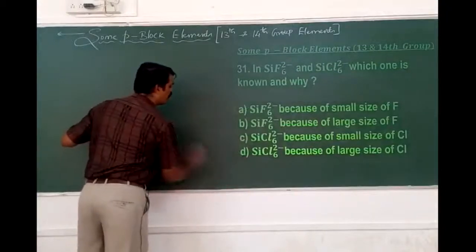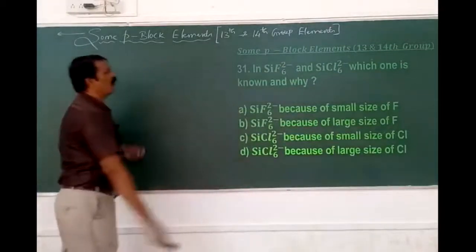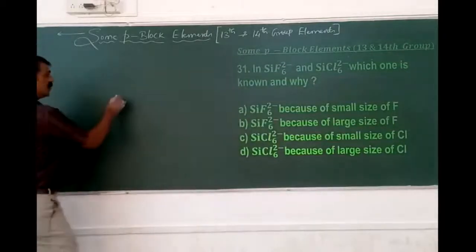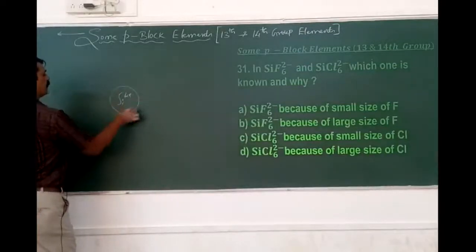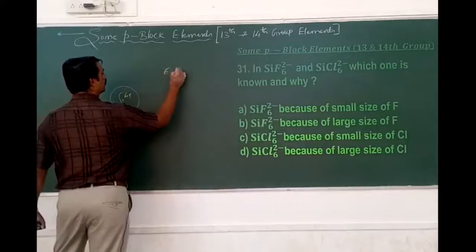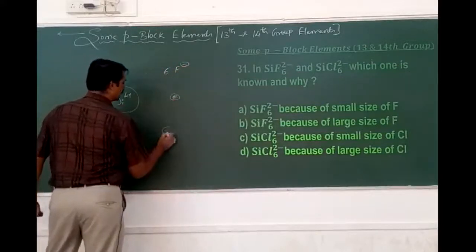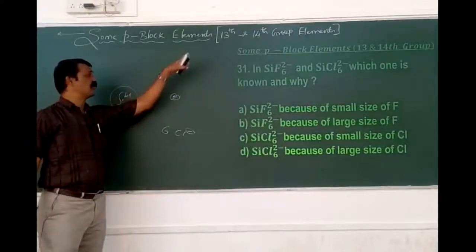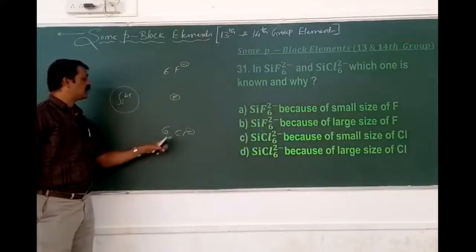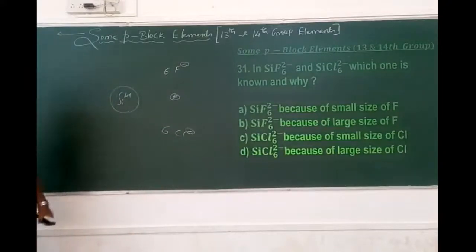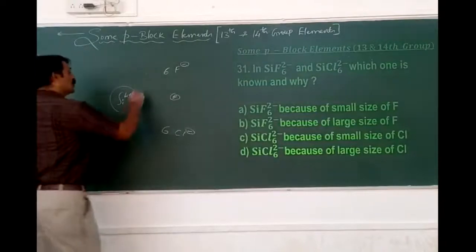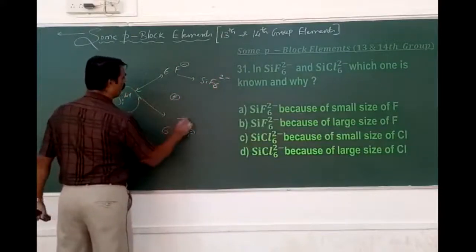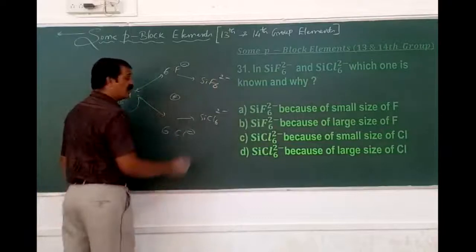Hexafluorido anion, and then hexachlorido 2 minus ion, which one is known and which is not? Here, silicon plus 4 first is occupied by 6 times F minus or 6 times Cl minus in both the cases. If I combine these two, it becomes SiF6 2 minus. If I combine with this, it becomes SiCl6 2 minus. So here, which is known and which is not known? Here these two combine to form SiF6 2 minus. Here these two combine to form SiCl6 2 minus. This is not known and this is known.